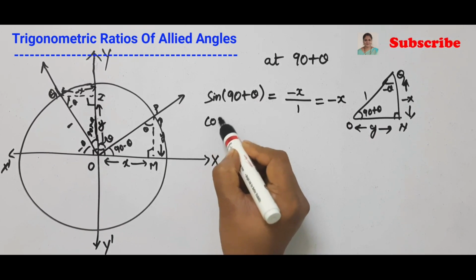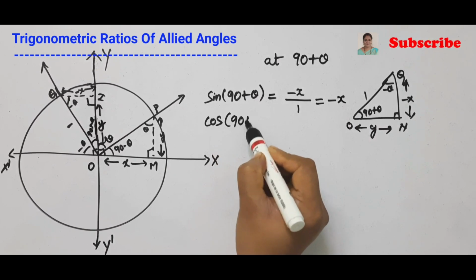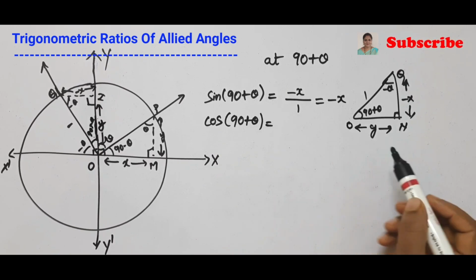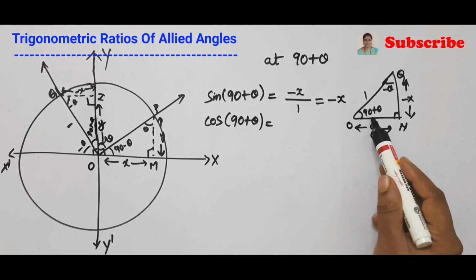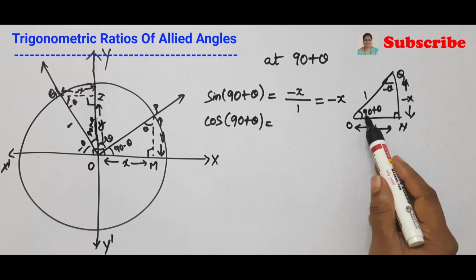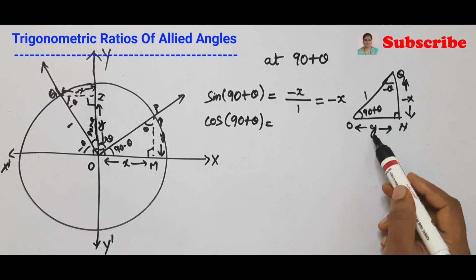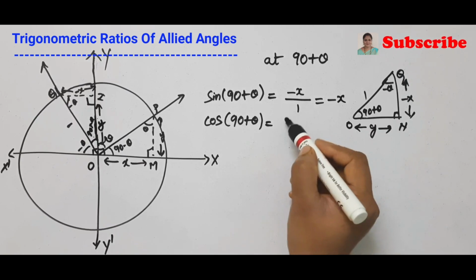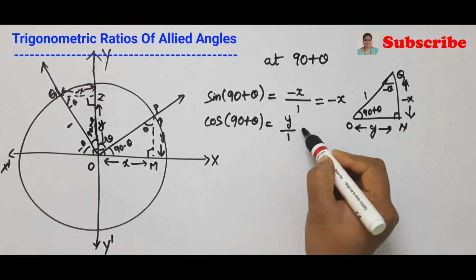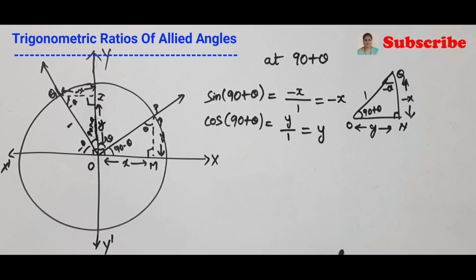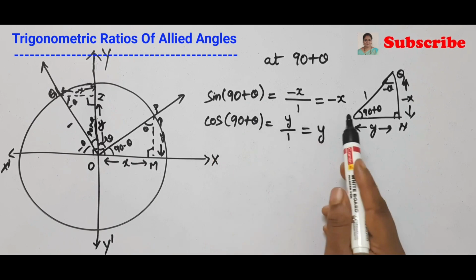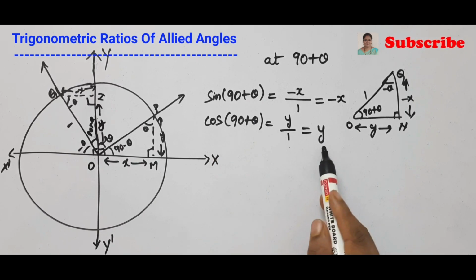Next, cos(90 + θ) is nothing but the adjacent side. The adjacent side to this angle is y. So y by 1, which is equal to y. So we got sin(90 + θ) as -x, and cos(90 + θ) as y.